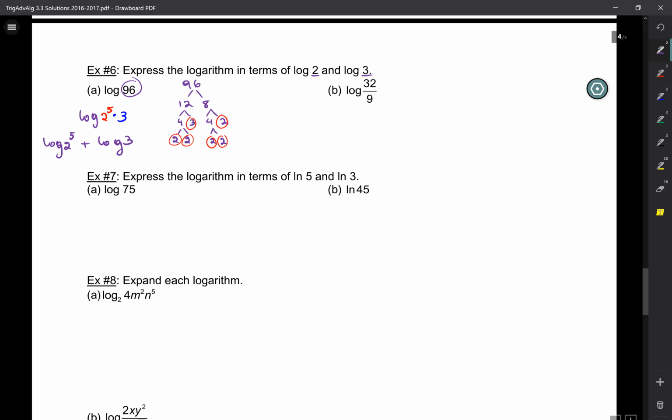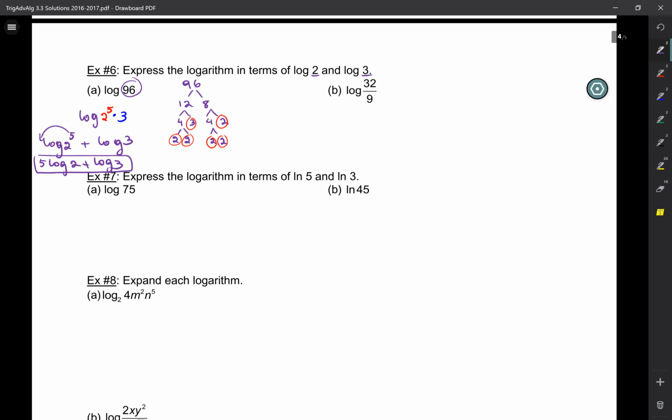Right? I'm using the product property. This is what you did on the homework. Now you bring the 5 down. So it's 5 log 2 plus log 3. That's the answer. So no calculator involved, right? You don't put it into decimals and so on and so forth.